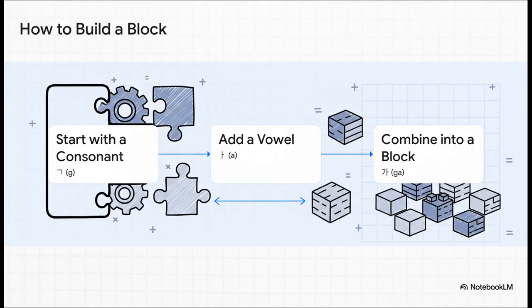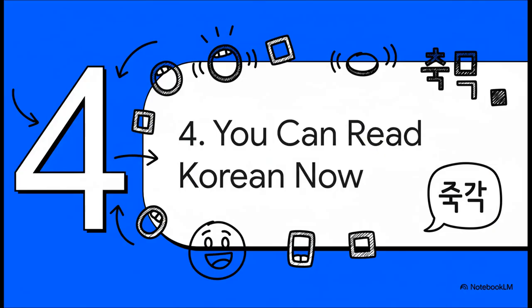And building one of these blocks is super intuitive. You start with your first consonant, like this one, kiuk, which makes a g sound. Then you add a vowel next to it, like this one, ah, which makes an ah sound. And you just snap them together, either side by side or stacked on top, to form one clean block, ga, which is pronounced ga. It's just incredibly logical and visually clean. So you now know the two fundamental secrets of Hangul. The letters are brilliant pictures, and they're assembled into neat little syllable blocks. And with just that knowledge, you are ready to read.